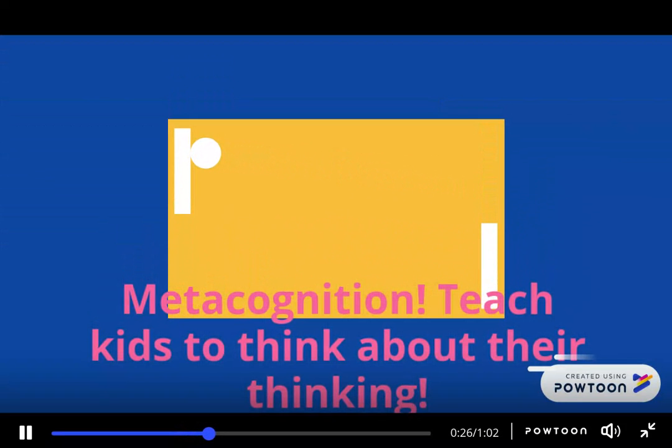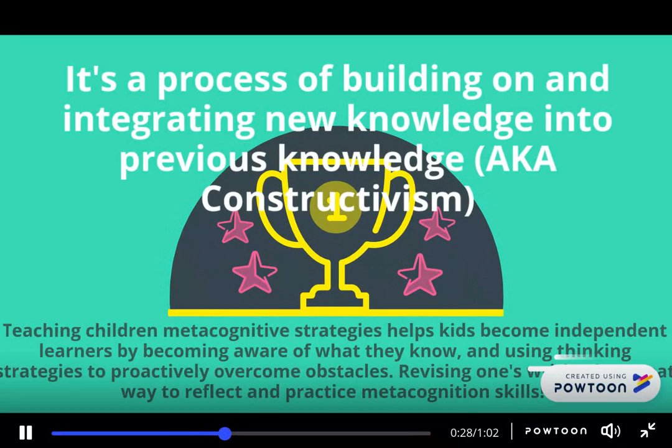Metacognition. Teach your kids to think about their thinking. It's a process of building on and integrating new knowledge into previous knowledge. It's creating awareness in what you know and what you're thinking and thinking strategies. So you really want to create this awareness in our kids. A good example of this is revising a paper, written language. It allows a person to slow down and reflect on their thinking. This process of building on and integrating new knowledge into previous knowledge is also known as constructivism.